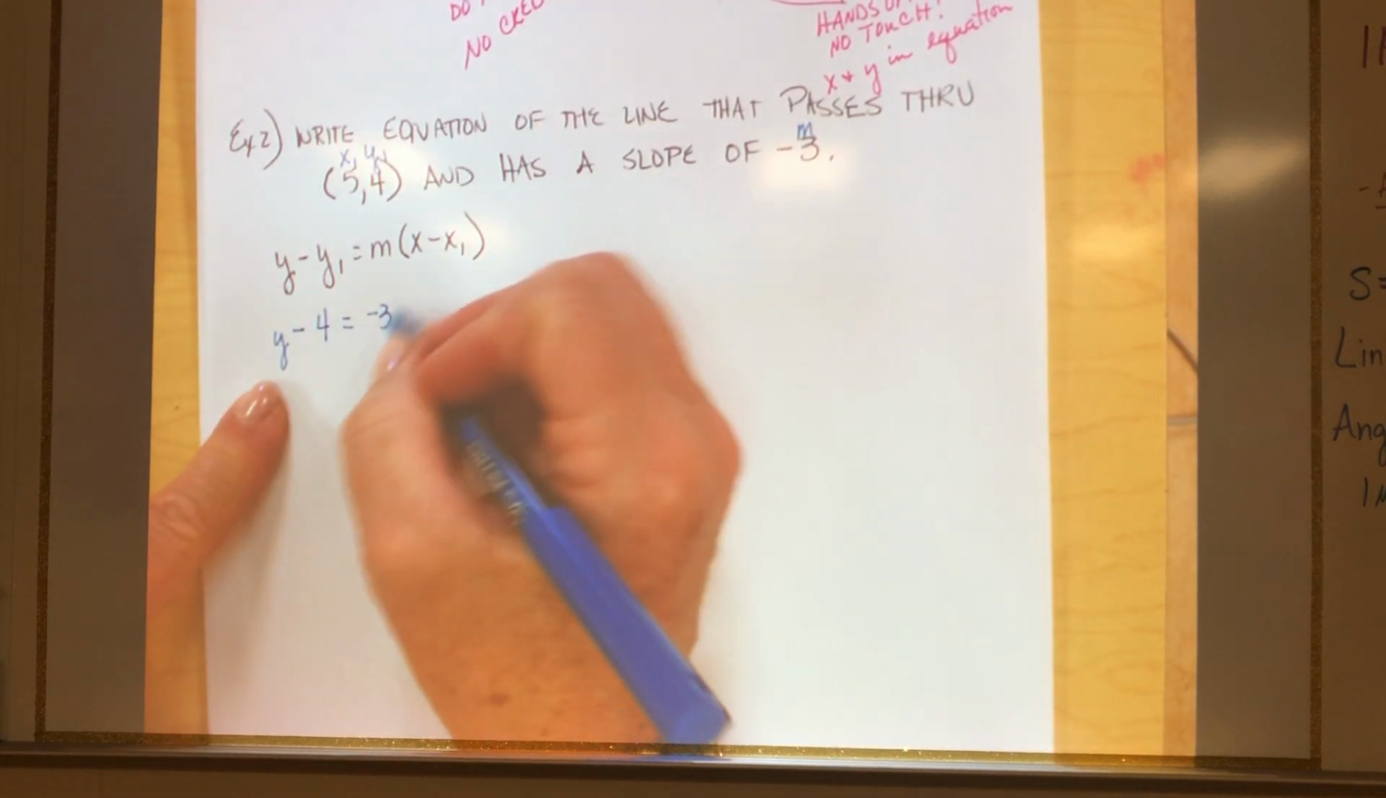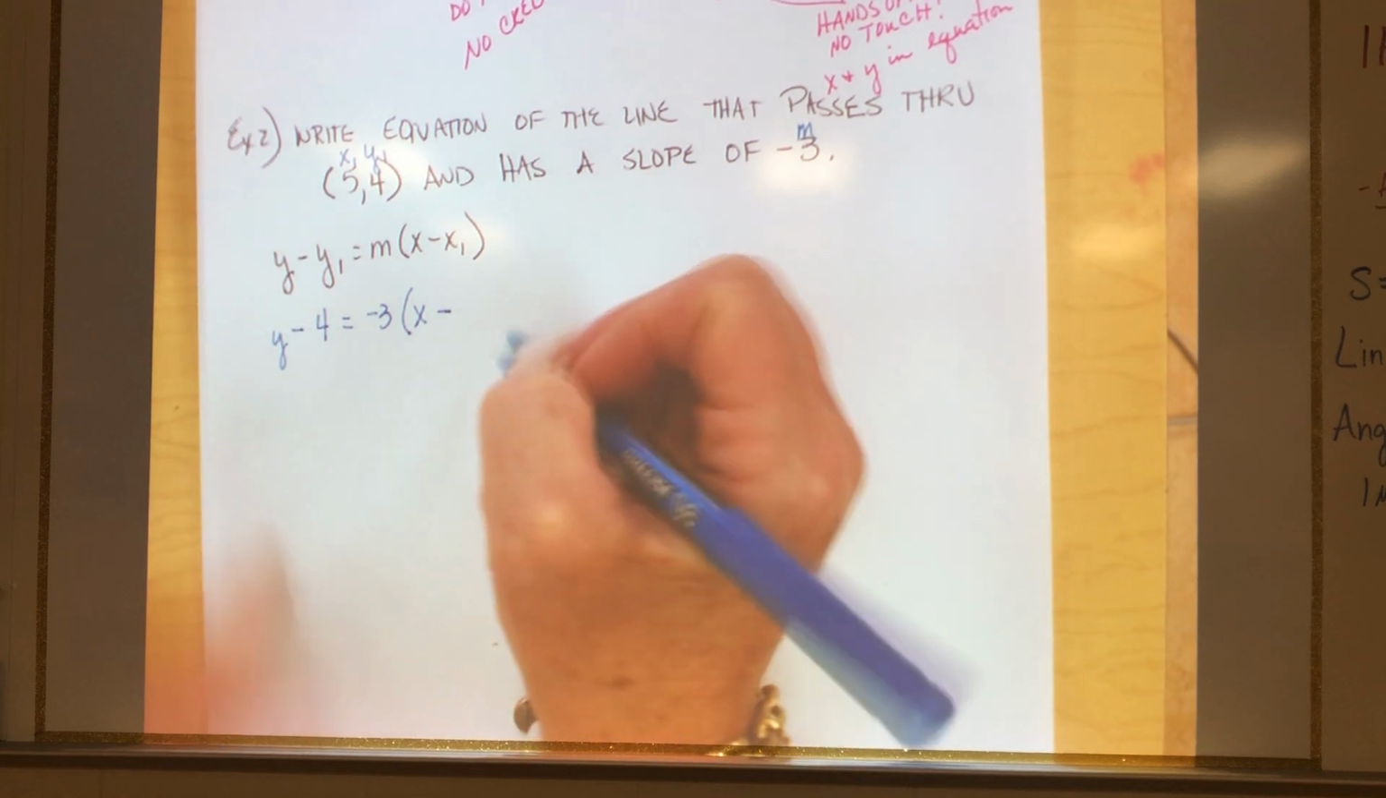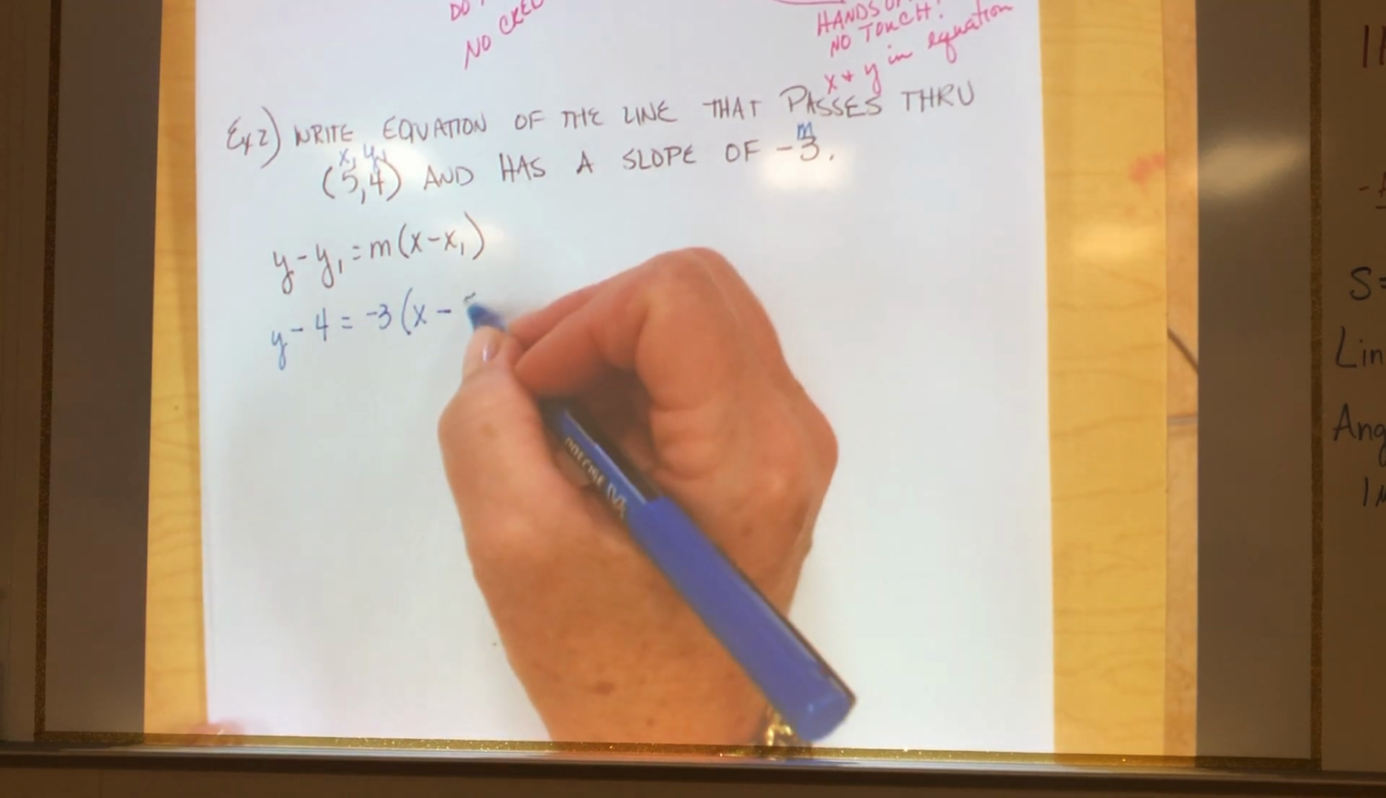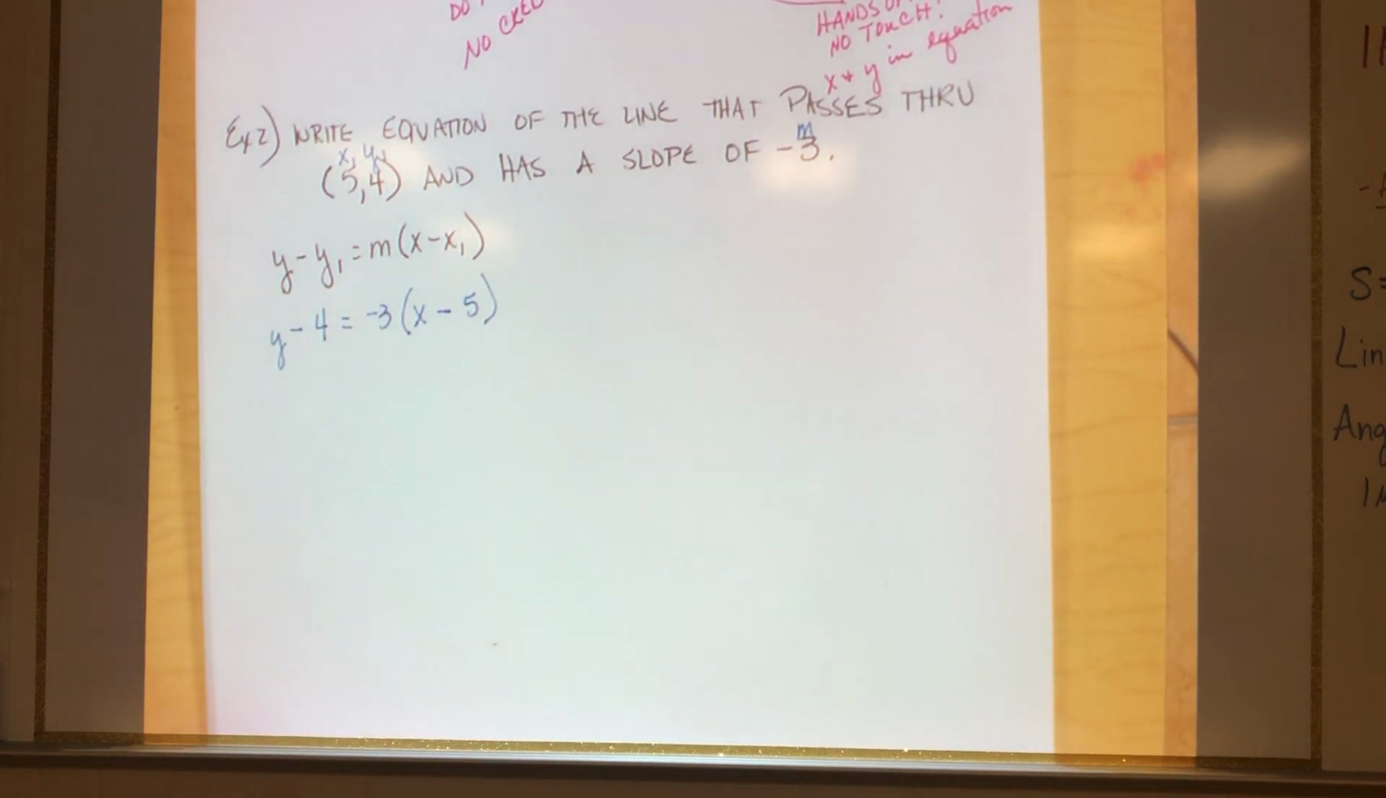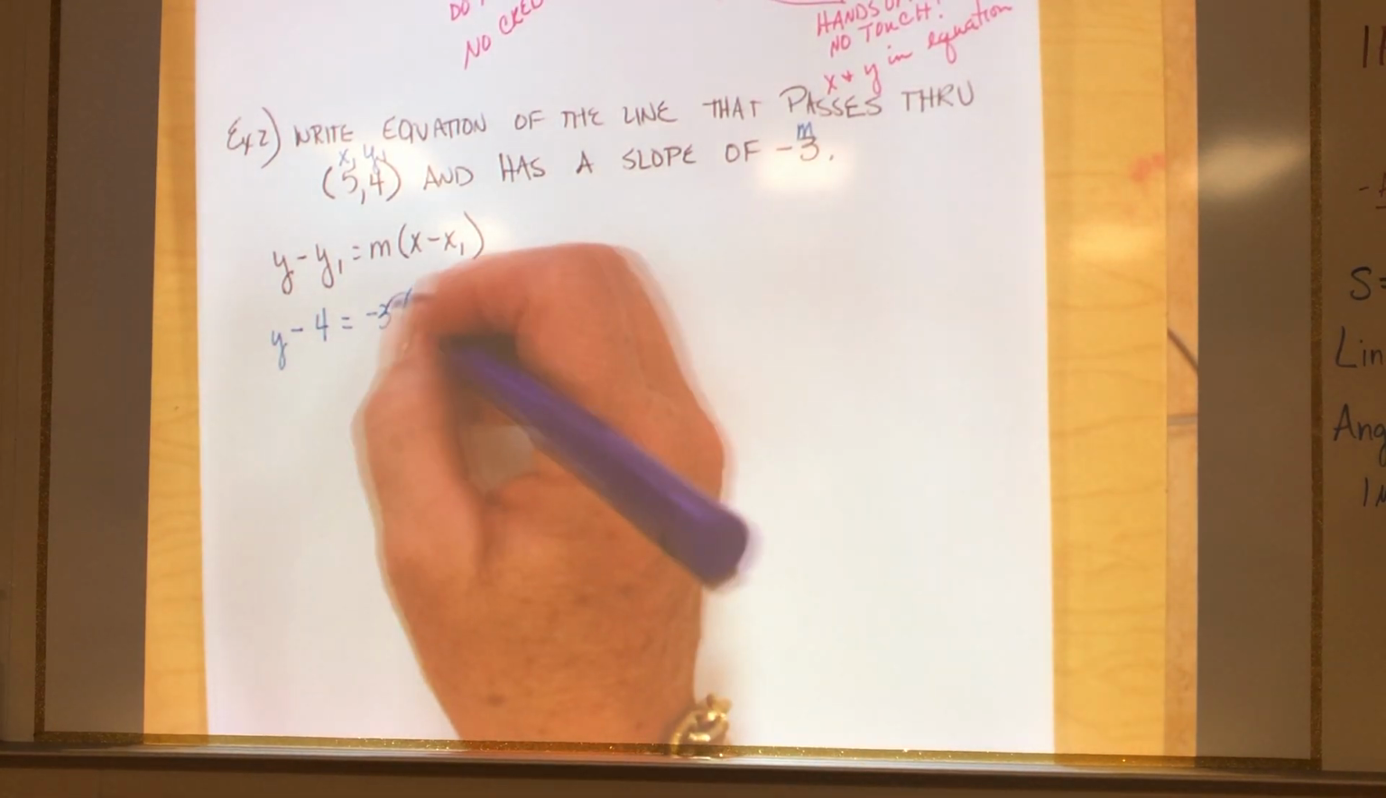-3 times x minus, what's x sub 1? 5. Now, once you plug it in, you have 2 things to do: distribute and collect. Two things to do. Distribute and collect. So here's where I'm going to distribute.